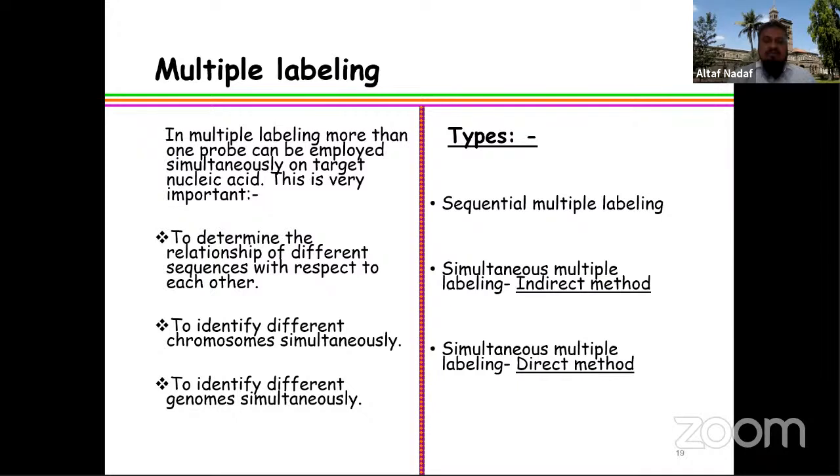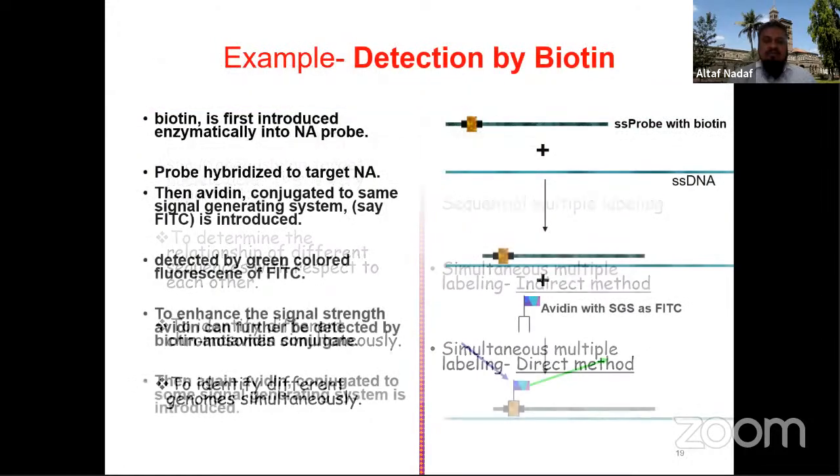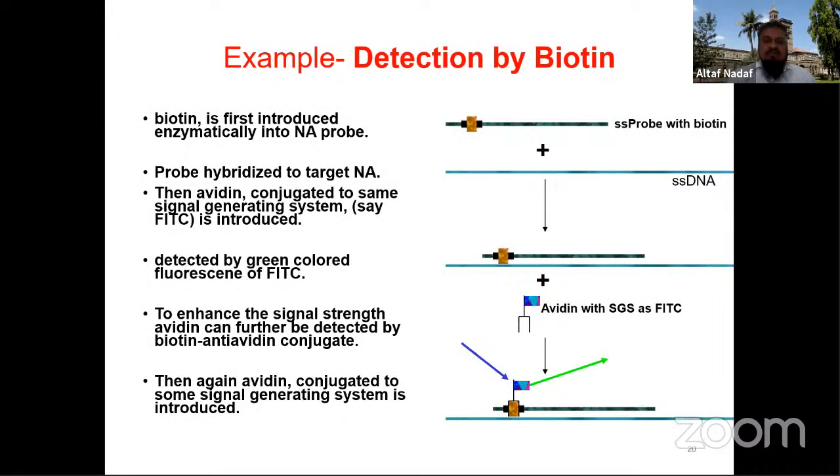The second use is to identify different chromosomes simultaneously, as I was mentioning. If you want to observe different chromosomes simultaneously, you can do this, and then you can identify different genomes simultaneously. So at chromosome level, at genome level, at sequence level, you can use this multiple labeling. Accordingly, types are defined: sequential multiple labeling, simultaneous multiple labeling by the indirect method, and simultaneous multiple labeling by the direct method. One example is shown here.